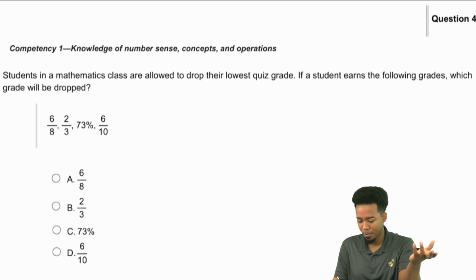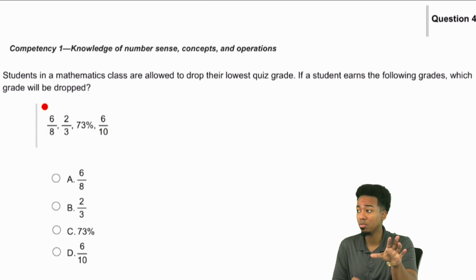What is it asking us? If a student earns the following grades, which grade will be dropped? Okay, cool. We're basically given these scores and we want to know which one of them is going to be dropped. My first question is, how do I know which score is going to be dropped? That's when you just go back to the information really quick.